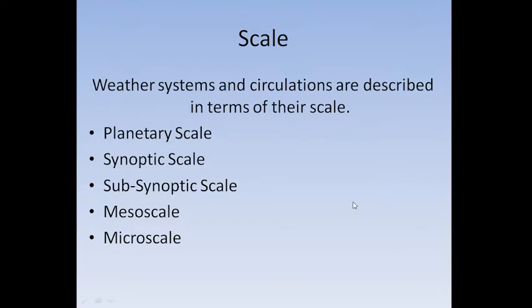Weather systems and circulations are described in terms of their scale. Okay, so we're going to weather system scales. Now, we're getting into a little bit better stuff now. We're past that physics stuff. It gets a little dry.